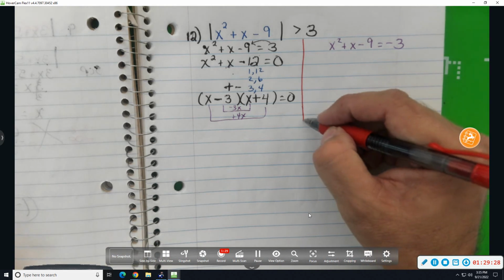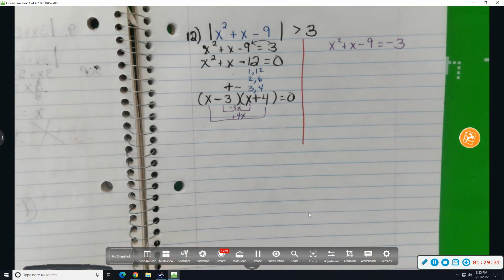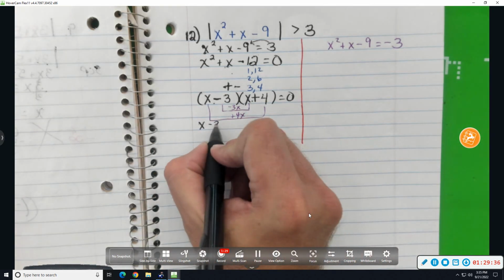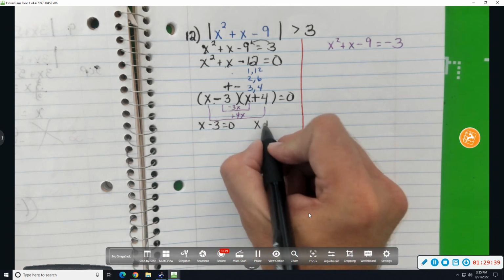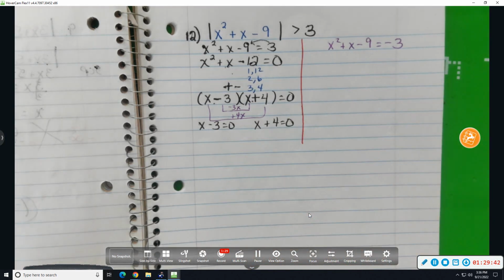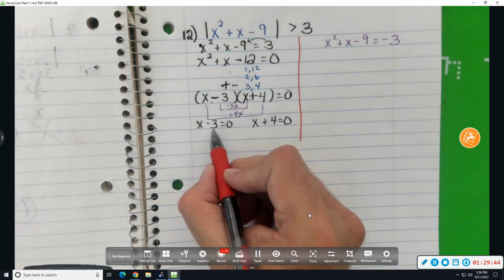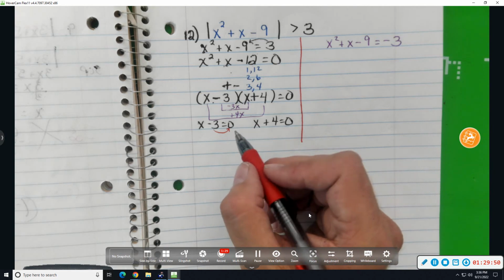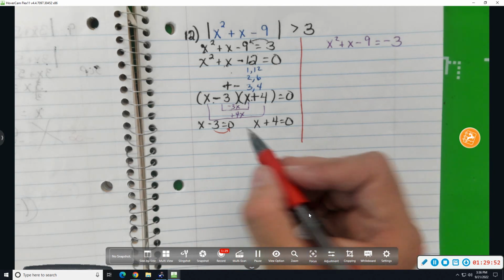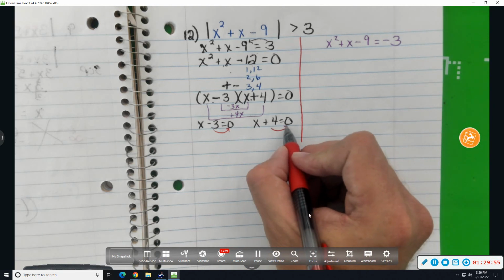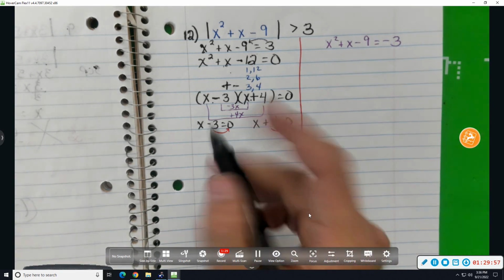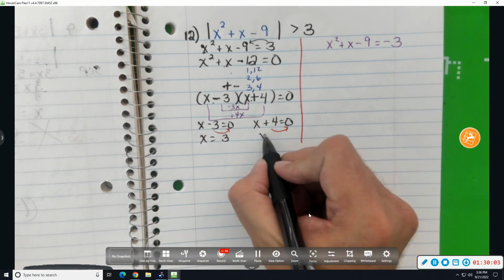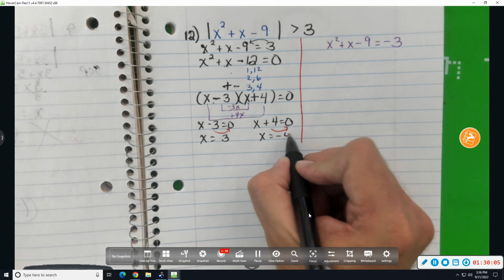So what do I need to do now to get those cut points? I take each factor, set it to 0. There's going to be a lot of cut points here. And what would y'all do? Would y'all add the 3 to both sides, and subtract the 4? So we have x equals 3. And what's that other cut point? Is that going to be a negative 4?